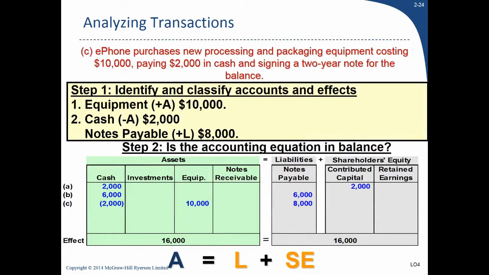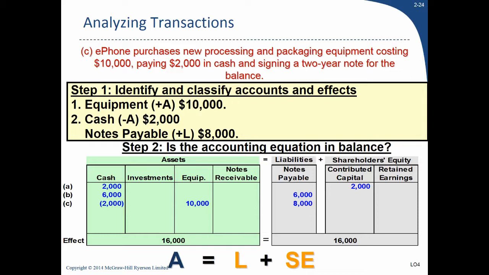Next, ePhone purchases new processing and packaging equipment costing $10,000, paying $2,000 in cash and signing a 2-year note for the balance. This is similar to buying that house with a mortgage or buying a car where you might put some money down and finance the rest. This is an example of a transaction that has more than 2 accounts. Now we're impacting 3 accounts, right?